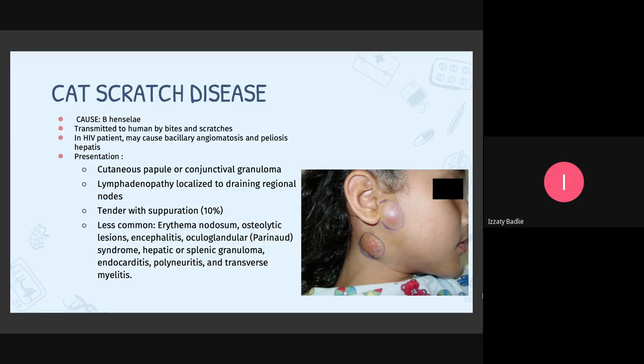As I have mentioned before, cat scratch disease is a lymphocutaneous syndrome. So it must have lymphadenopathy, which is usually localized to a draining regional lymph node, and it is tender with suppuration. And the cutaneous syndrome usually presents as a cutaneous papule. So next.